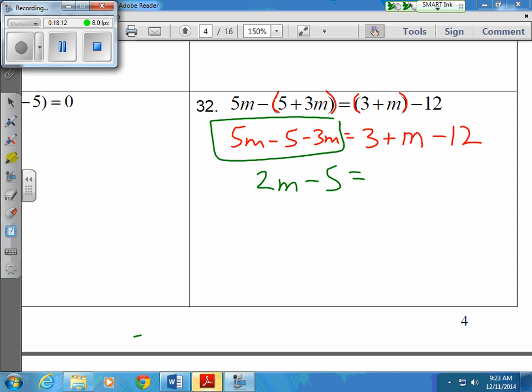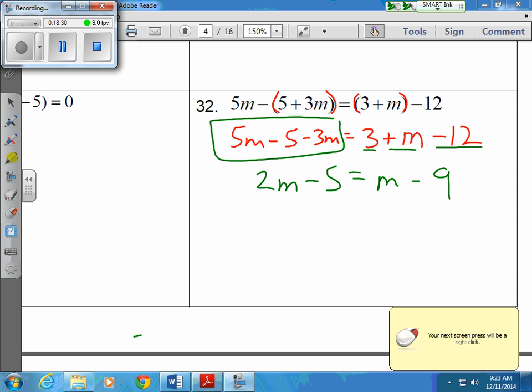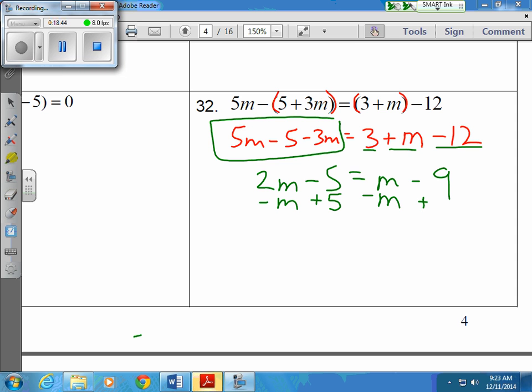Over here we do the same thing. We've got 1, 2, 3 pieces. The 2 that are of the same type, put together: 3 and the negative 12. Now that the left and the right are simplified, we can get all the letters on the left and all the constants on the right. So we're going to subtract m, and we can do this all in the same step. Add 5. And we get 0 here, 0 there. We're done.